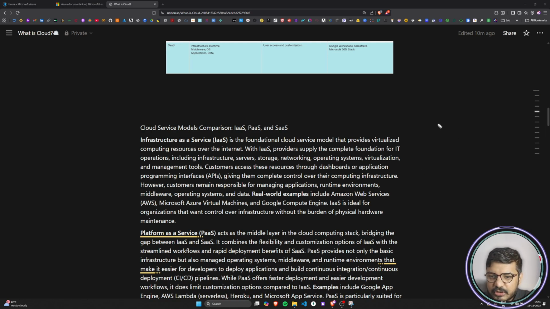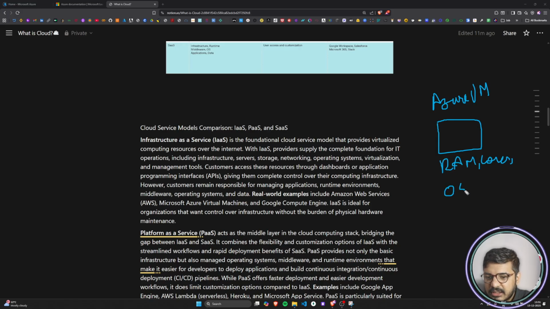Let's suppose I am having an Azure VM. This Azure VM will only consist of some RAM, some CPU cores, an operating system, and some storage. That's it. Nothing else will be present in this VM. Everything I will have to make myself. If I want to host a website or run some code, whatever I want to do, I will have to do it manually. This is termed infrastructure as a service. Azure is giving me just the infra.